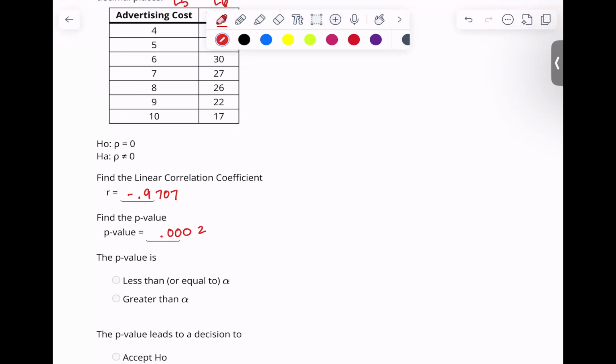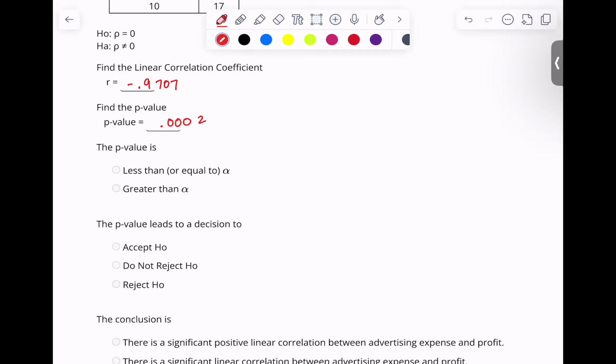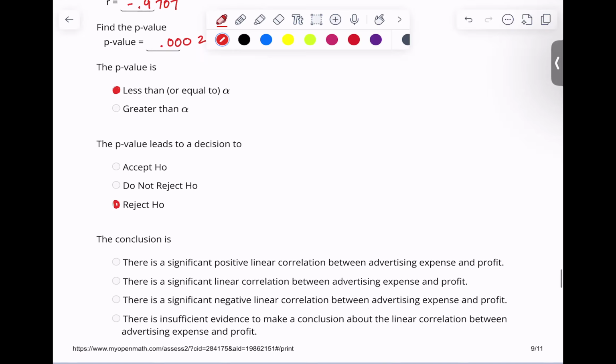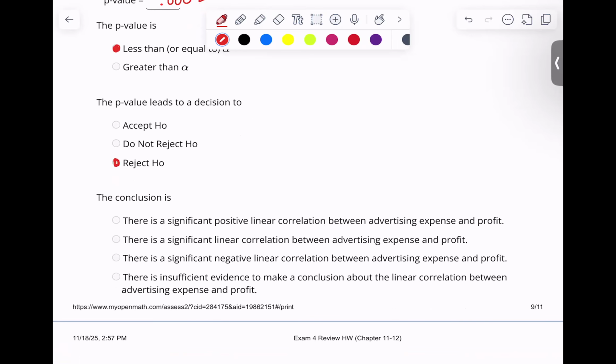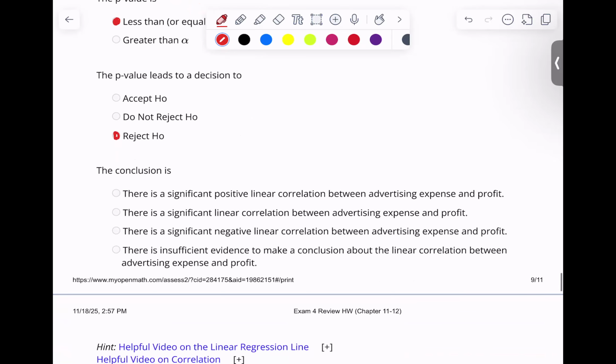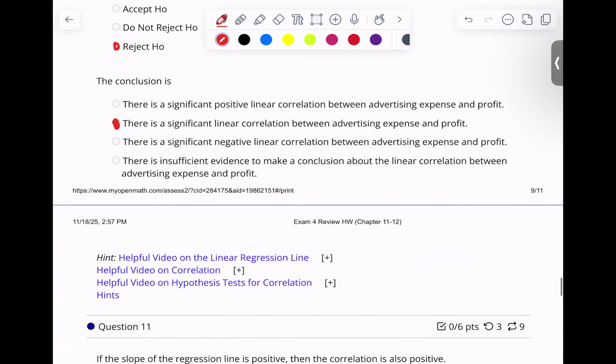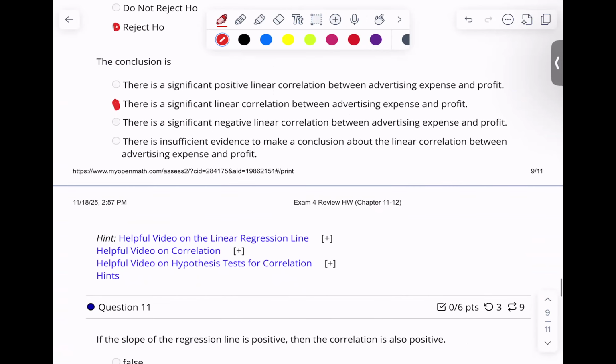Okay, so now I need to make a decision. And what's my decision? Well, that's a really small p-value, itty bitty. P is low, the null must go. So I'm going to reject the null hypothesis because that p-value is less than alpha. So there is sufficient evidence to show that there is a strong linear correlation. So which one says strong linear correlation? Is that the second one? Strong linear correlation between advertising expense and profit.